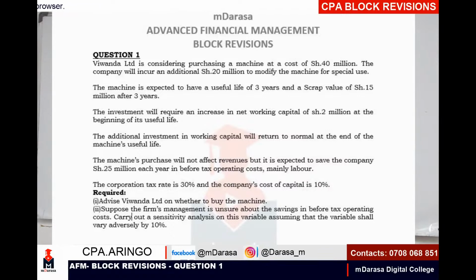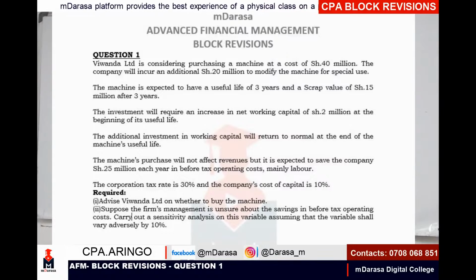Note 2: suppose the firm's management is unsure about the savings in before tax operating costs, carry out a sensitivity analysis on this variable, assuming that the variable shall vary adversely by 10%. My good students, given such a question, it will be important for you to identify which topic it is coming from. Yes, you're having sensitivity analysis.